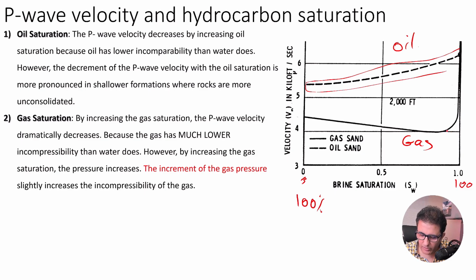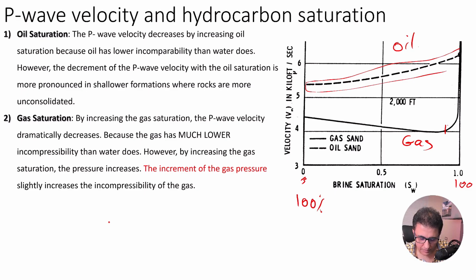Another thing that you may notice here is that for gas, the situation is a little bit more dramatic. Once we inject a little bit of gas into the rock, that little bit of gas causes a huge drop in the seismic velocity. And the reason is that gas has much lower incompressibility compared to water.